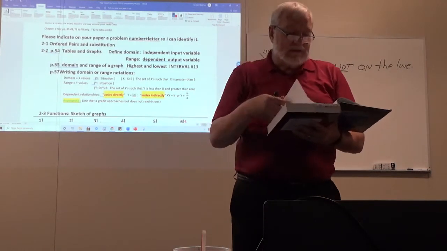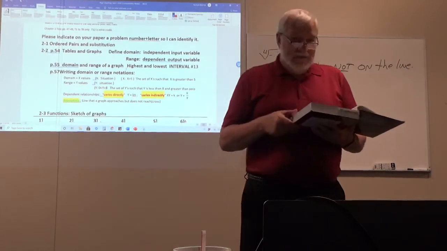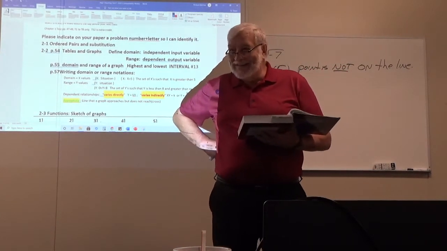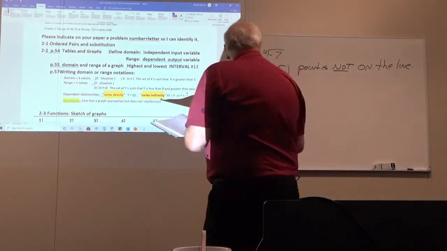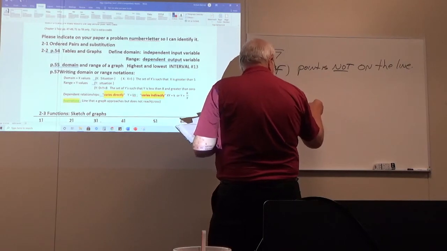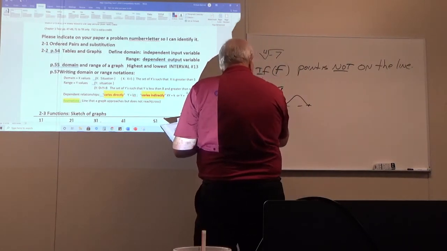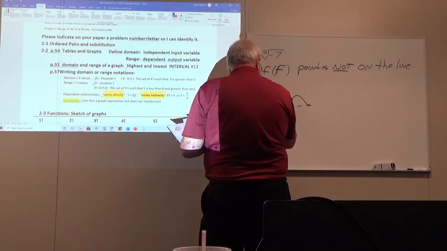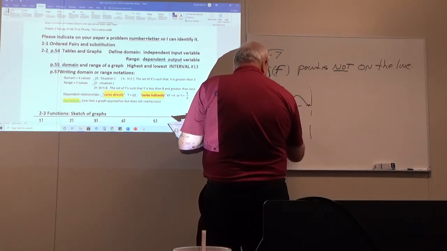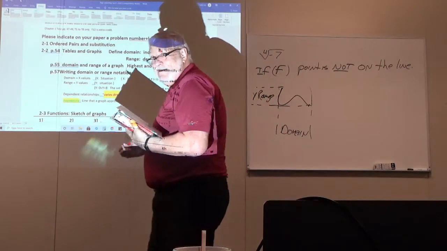Okay, now that gets us into 2-2. All right, turn to page 55. Does that look familiar? Did we go over that? All right. So that was the graph. If I give you a weird looking graph, you've got to find out where the y values are. That's the range. And find out where the x values are, that's the domain.